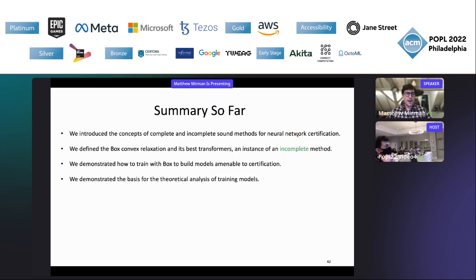So in summary, we've introduced the concepts of complete and incomplete sound methods for neural network certification. We defined the box convex relaxation and its best transformers, an instance of an incomplete method. We demonstrated how to train with box to build models that are amenable to certification. And we demonstrated the basis for the theoretical analysis of training models.